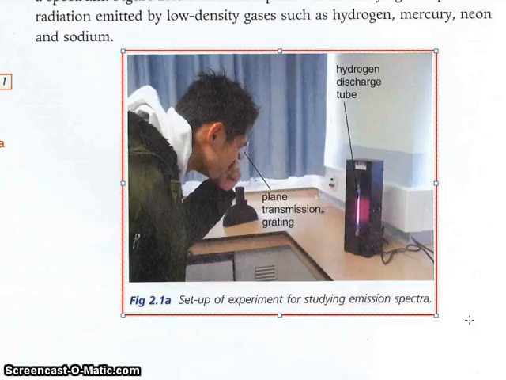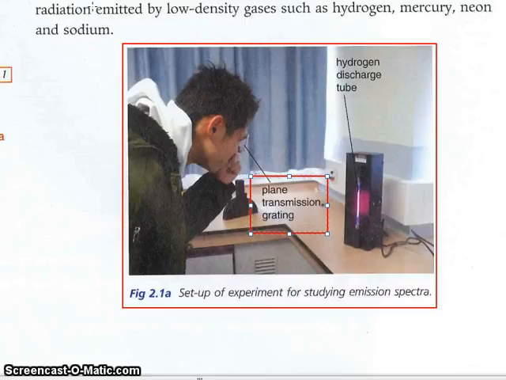And you can see the gentleman in the picture used a plane transmission grating to look at the light produced by the hydrogen discharge tube. A plane transmission grating forms multiple slit interference, and so we may know whether the light from the hydrogen discharge tube is a continuous spectrum or a line spectrum. So now let's go through the video and see what happened inside.